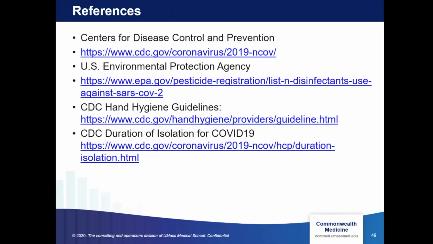We also have these links here for CDC, the EPA, and then the hand hygiene guidelines, and also the duration of isolation for COVID. Also, there's really good guidelines on the CDC website about congregate care programs, caring for somebody in the home if you get a family member who has it. So this is just a great resource that you can just type in what you're searching for and find it on the CDC COVID site to be able to prevent transmission.